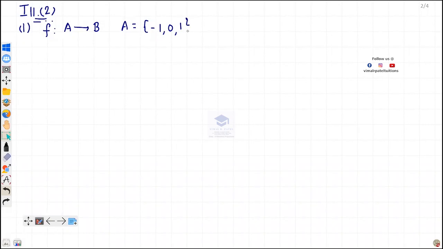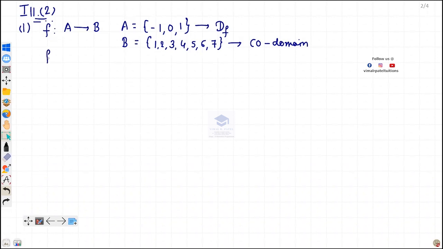Minus 1, 0 and plus 1. This is domain. Then B: 1, 2, 3, 4, 5, 6, 7. This is codomain. Now you have been given the form of x. f(x) is equal to 2x plus 5, where x belongs to A. Means x can possess any value of A. So now I will substitute x for given value of A.